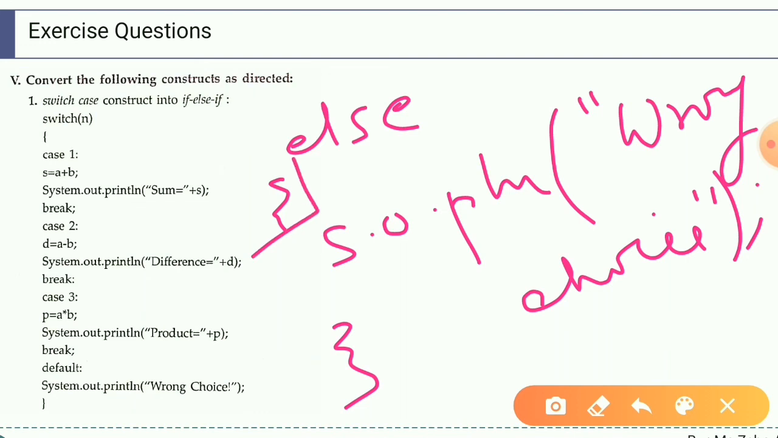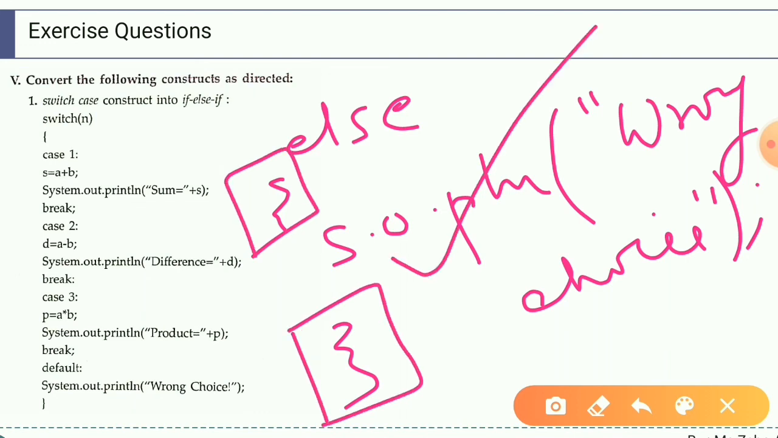You can skip these brackets because we have only one line of statement in this else portion. So it depends on how many cases we have in our switch statement, and accordingly we increase our else if portions. And for the default case, we write the else portion. So this is how the first question will be answered.